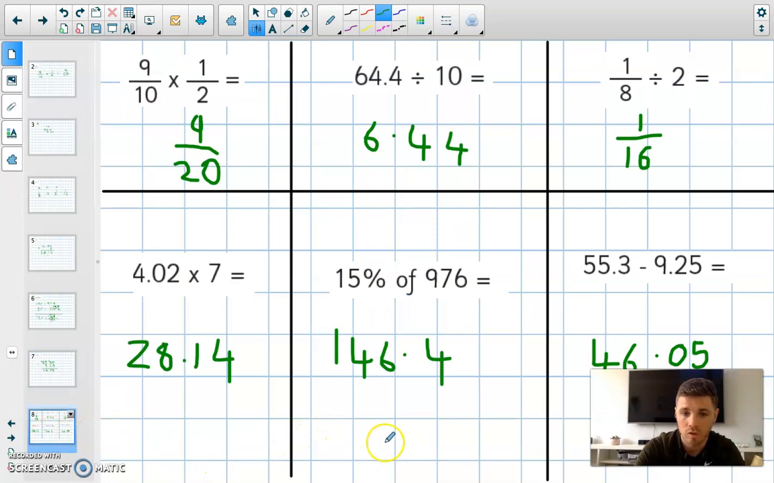If you want to just double check whether you got things correctly or not, just pause it on this page and then you can give yourself a mark out of 6.